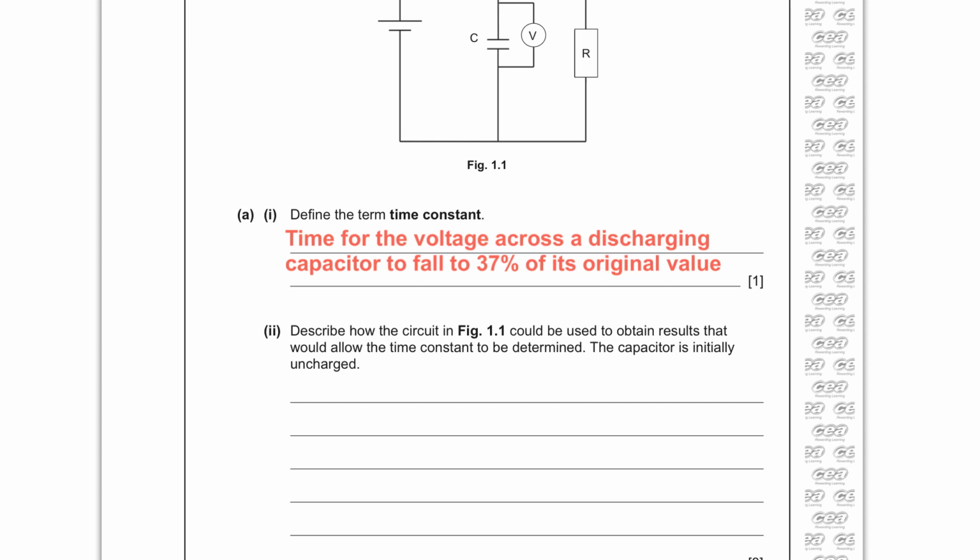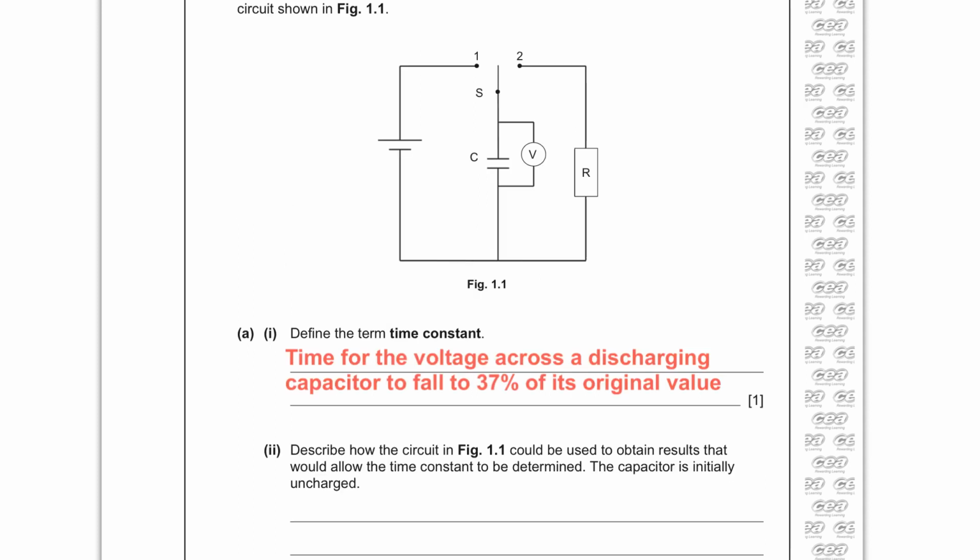Part 2. Describe how the circuit in figure 1.1 could be used to obtain results that would allow the time constant to be determined. The capacitor is initially uncharged. So let's have a look at this circuit. We've got this switch that allows charging on this side, connecting it to the battery to charge, connecting it to the other side to allow it to discharge through this resistor.